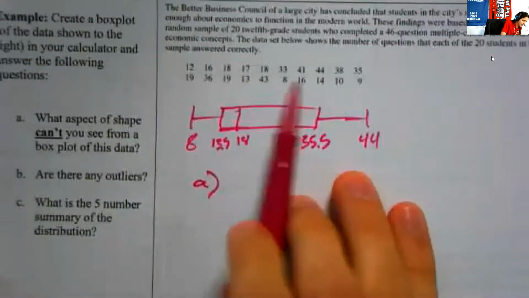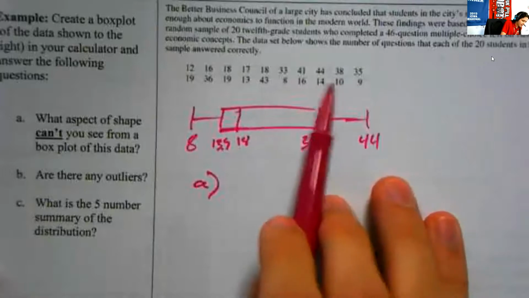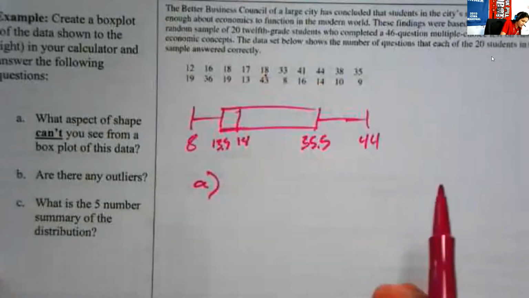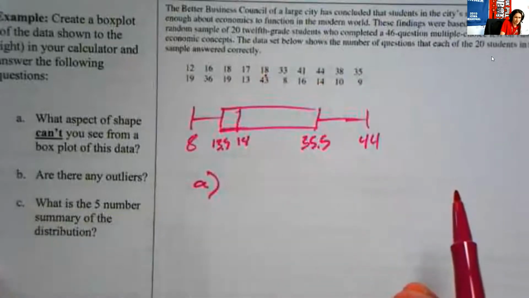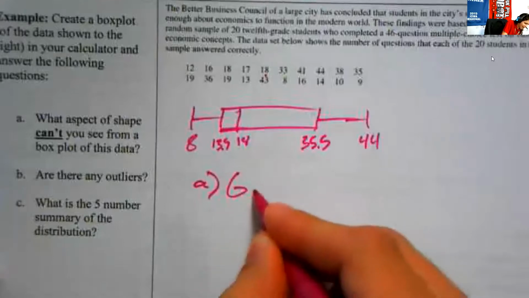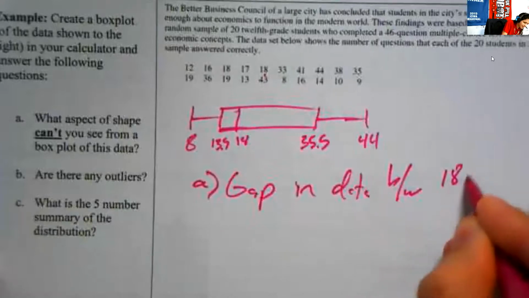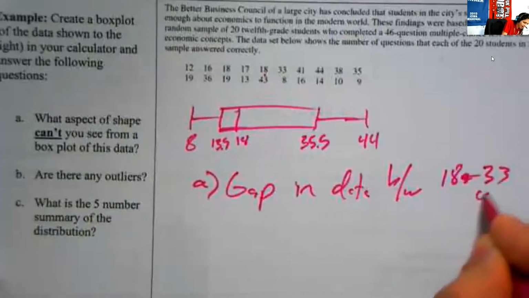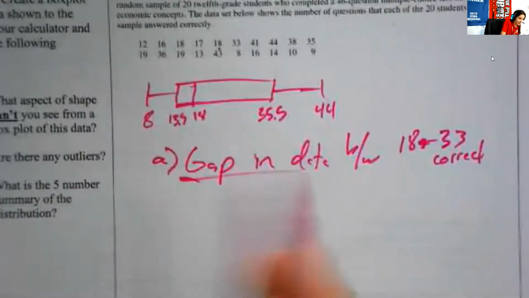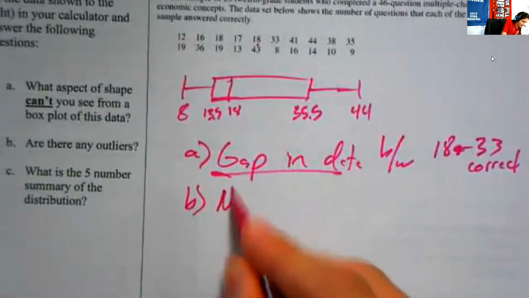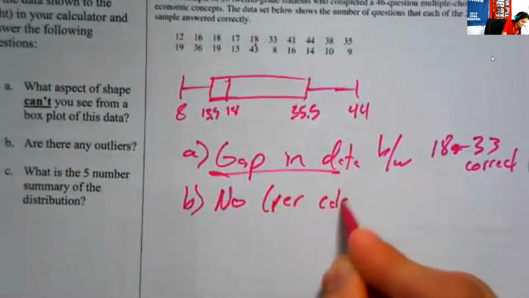Take a look at the data. 8, 9, 10, 14, 16, 17, 18. There are no scores in the 20s. In fact, there's a gap in the data between 18 and 33. There's a massive gap that we do not see. Are there any outliers? The box plot from the calculator says no, per the calculator.